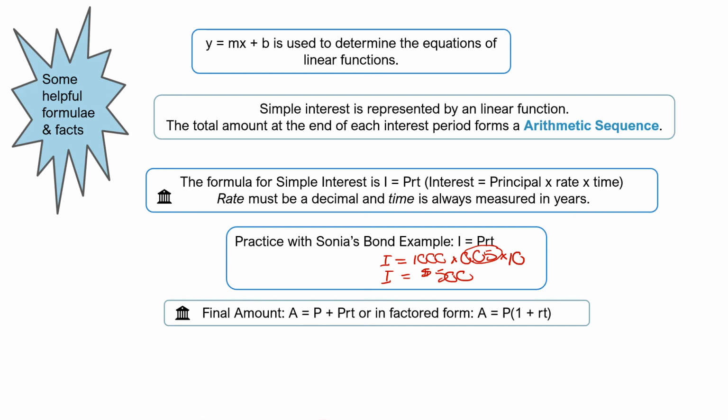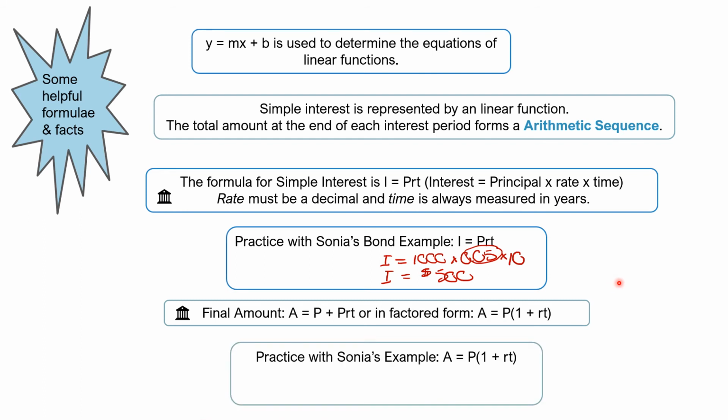The other formula we have is a final amount. A equals P, that's the principal, plus this part, right? It's the principal plus the interest. It's P plus I. That's what your final amount is. And since I is equal to this formula, we just substitute in here. Or you could factor out the P and write it like this. It doesn't matter how you do it. Let's use the more complicated version and practice with Sonia's example.